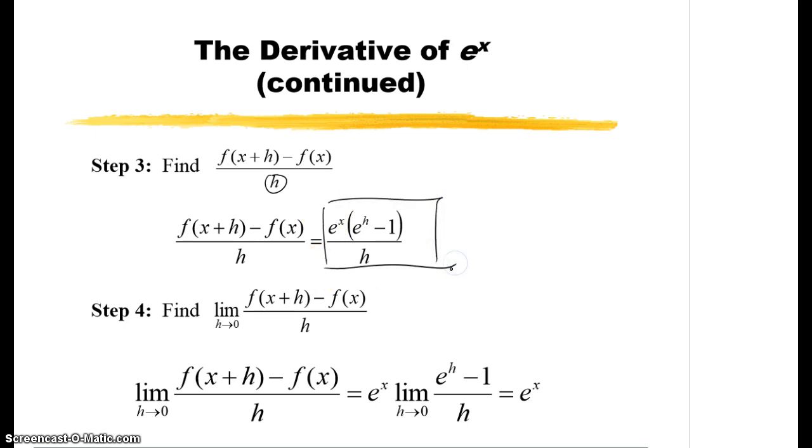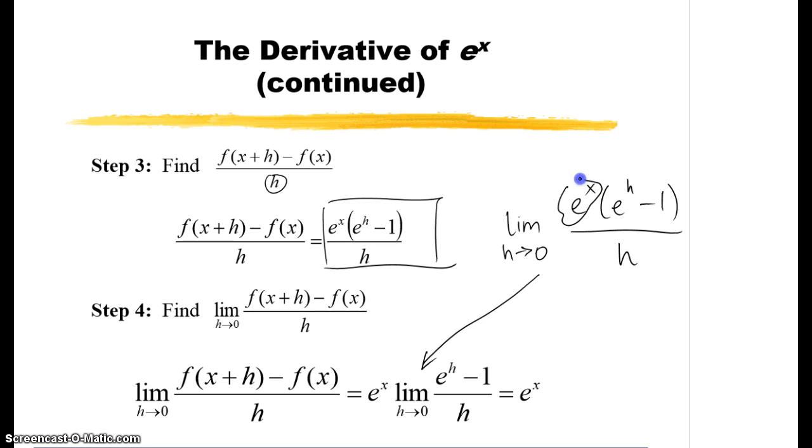So when we take the limit as h approaches 0, I'm going to write it out here, the limit as h approaches 0 of e to the x times e to the h minus 1 all over h. Well, what we actually get here is this expression. The reason being is that x does not depend on h in any way. Remember, we're taking the limit as h approaches 0. So we could treat e to the x like a constant term and pull it outside the limit. Then it becomes e to the x times the limit as h approaches 0 of e to the h minus 1 over h, which is what's left.